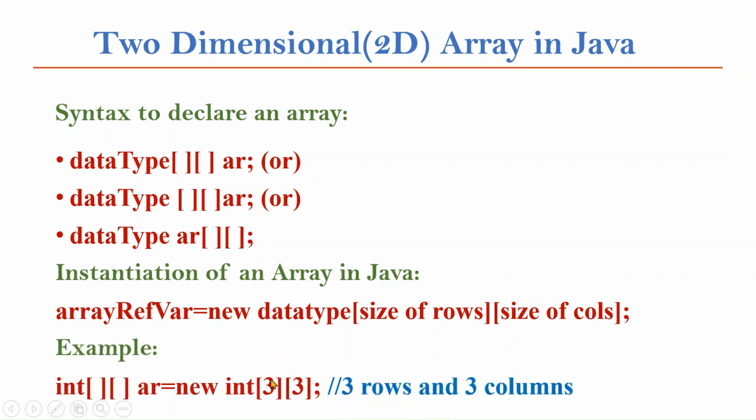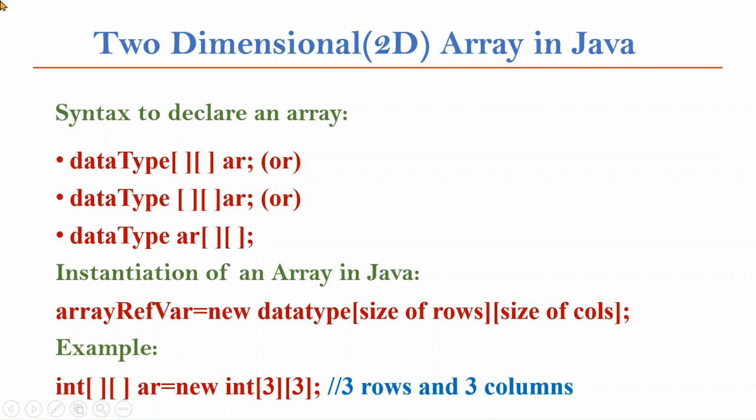Example: int data type. Here the data type is integer, followed by two subscripts, space, then the array name, assignment operator, new, and again the data type. The same data type you write here should be written here. Then 3 for the first subscript, 3 for the second subscript. The first subscript represents the number of rows, and the second subscript represents the number of columns.